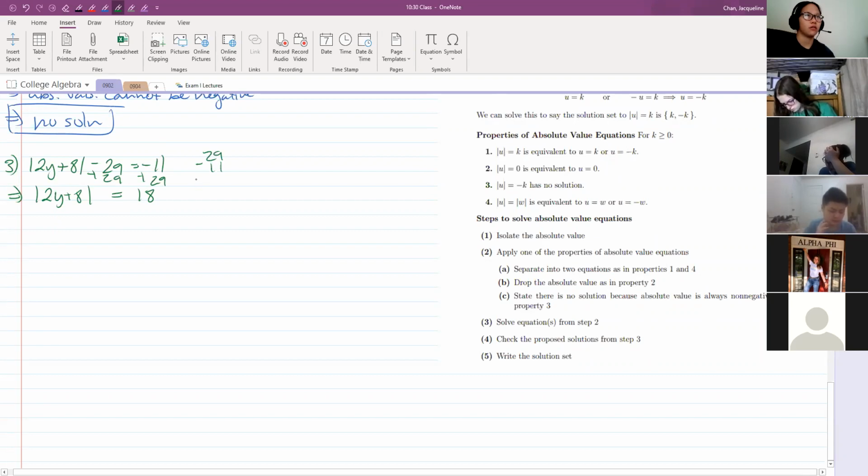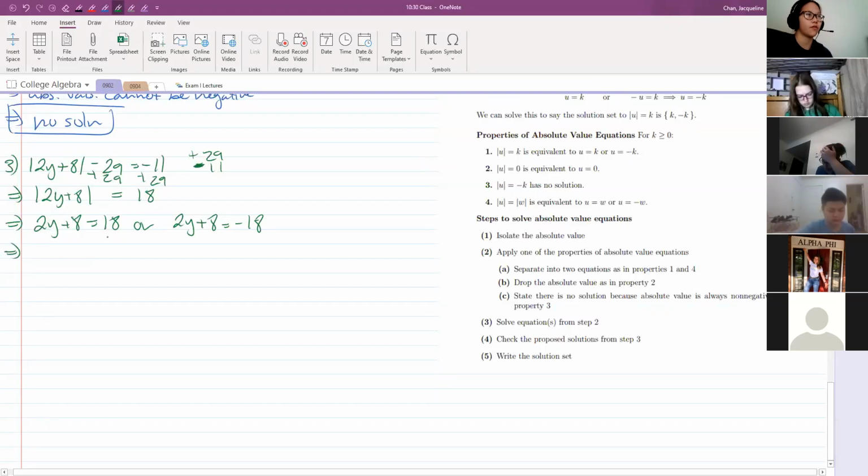Right, this can also be viewed as 29 minus 11. When you do that, you'll see that the minus is attached to the 11, so you would take the positive sign because it's attached to the 29, which is bigger. Okay, for this one, we just have an absolute value equal to a positive number. So what does that mean? I can do 2y plus 8 is equal to 18, or 2y plus 8 is equal to negative 18.